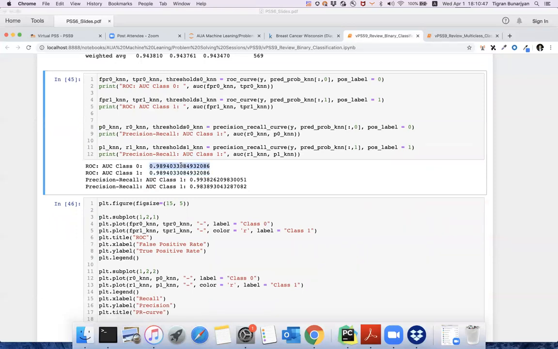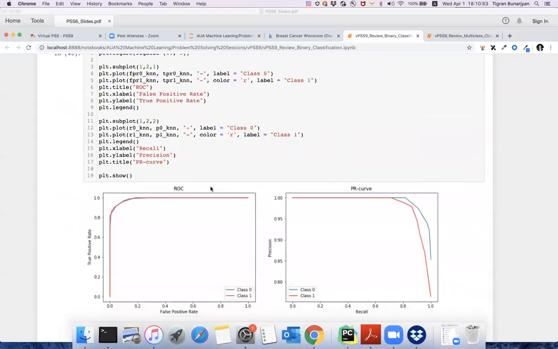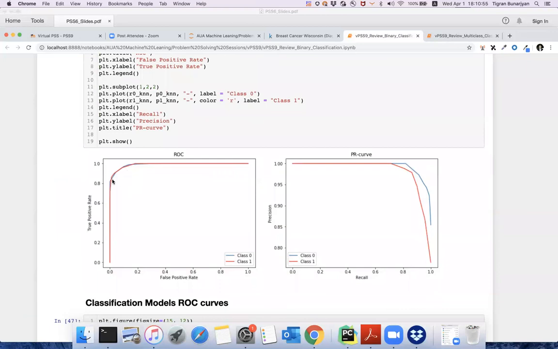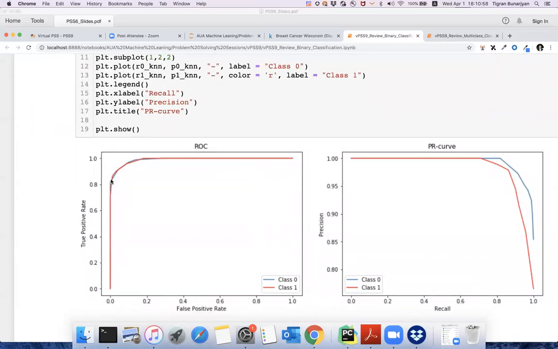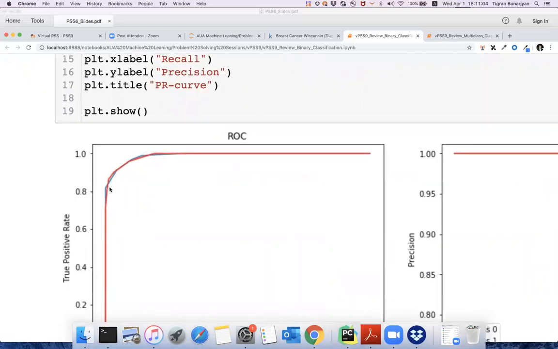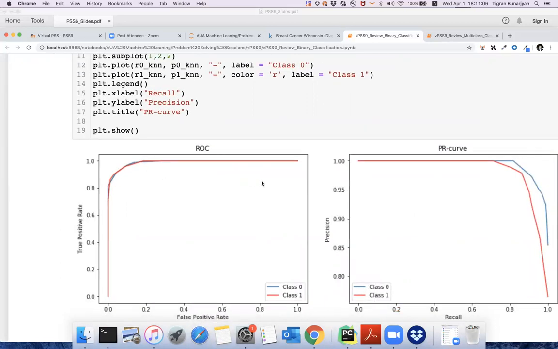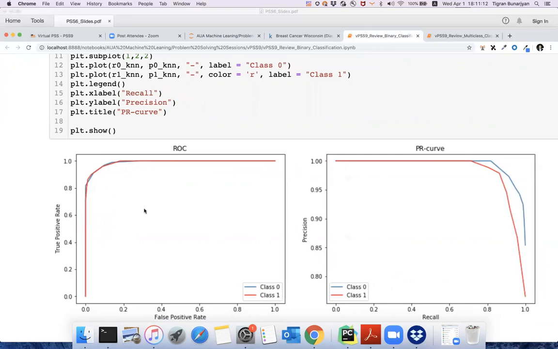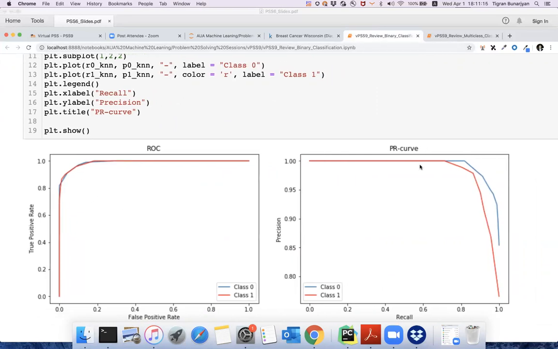So while plotting, despite the fact that we have adequately high AUC scores for the ROC curve of each class, we can see that we have some curvature in here, which actually decreases the area under the curve, and that was predictable. And in here also, we see that the PR curve is also different from the other models.